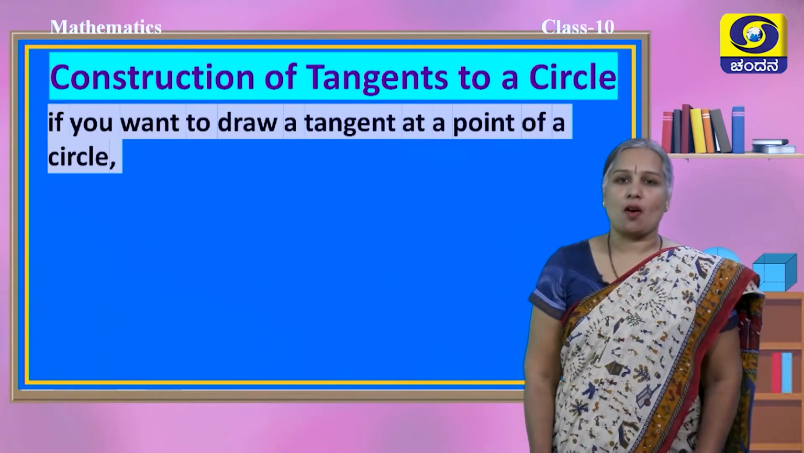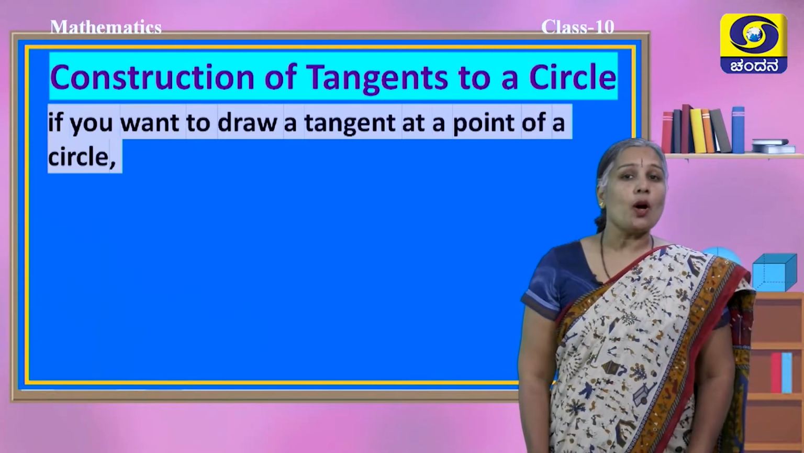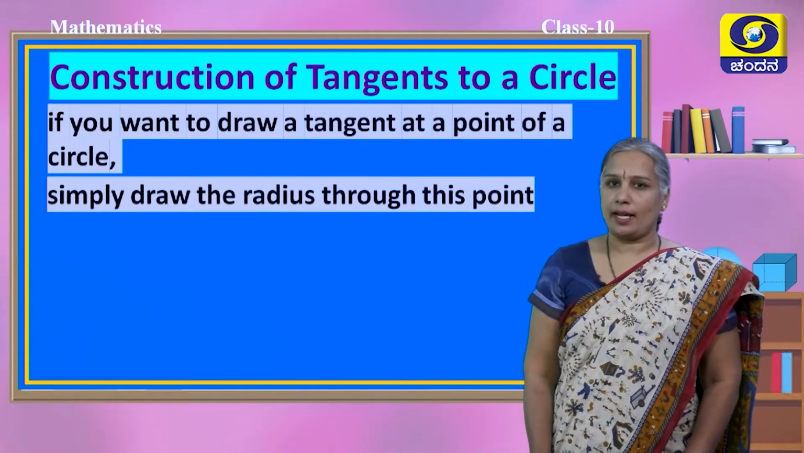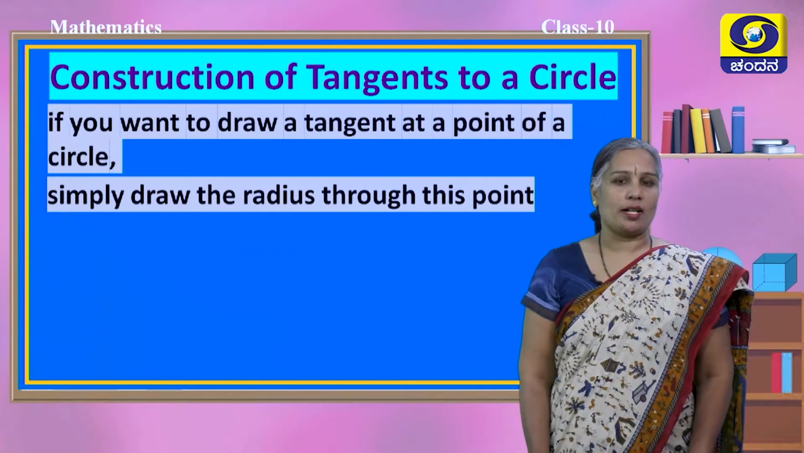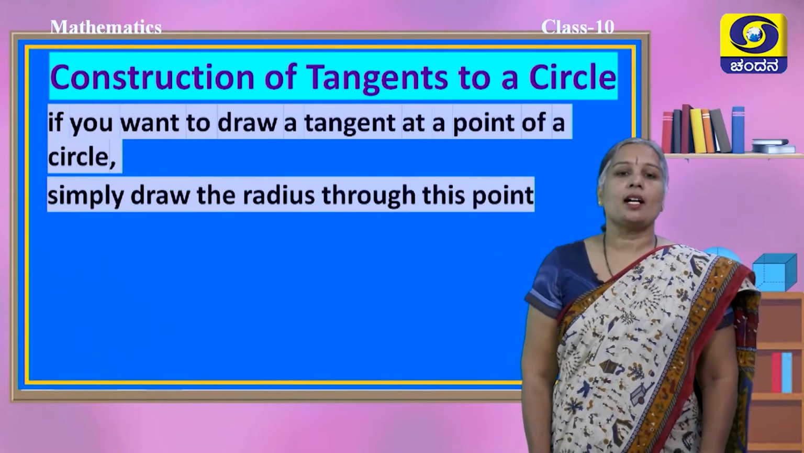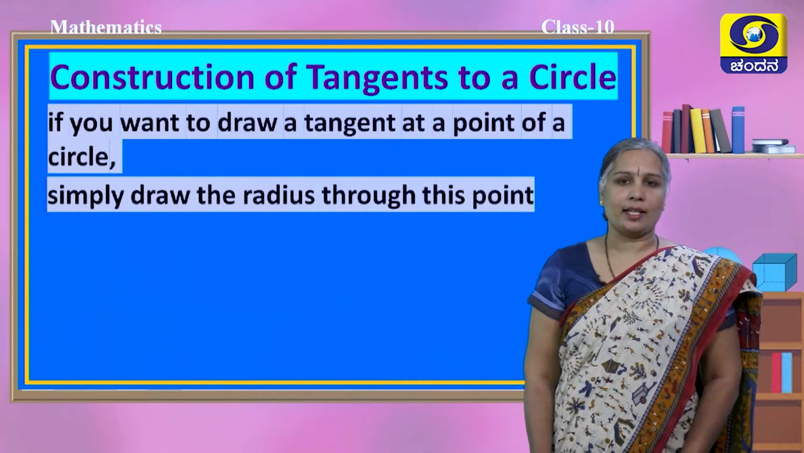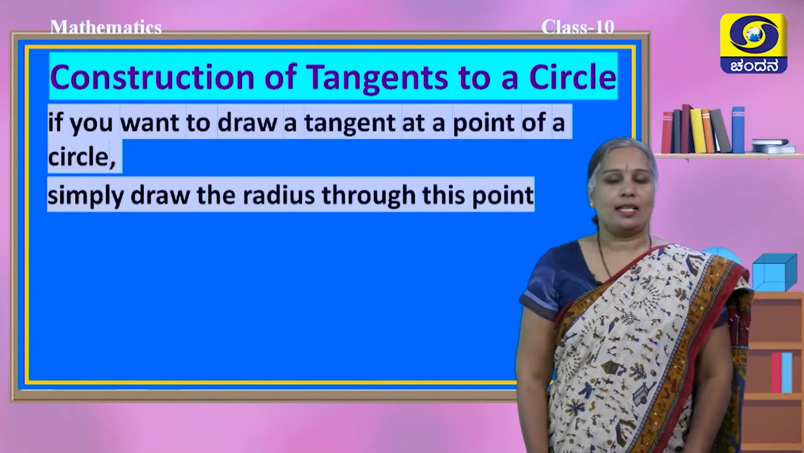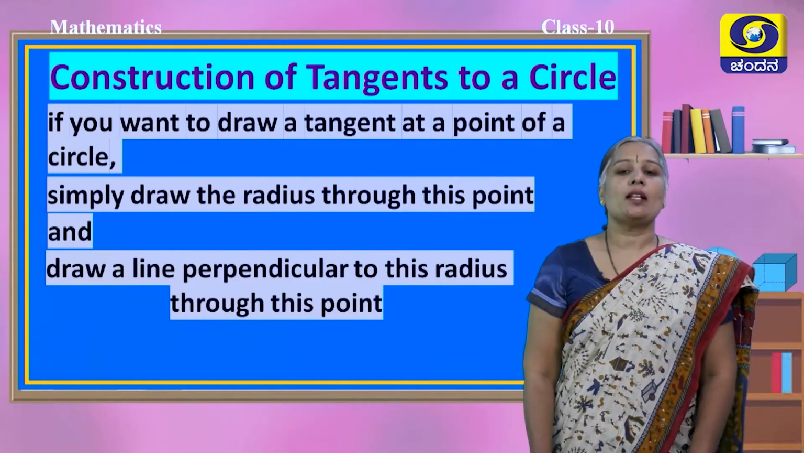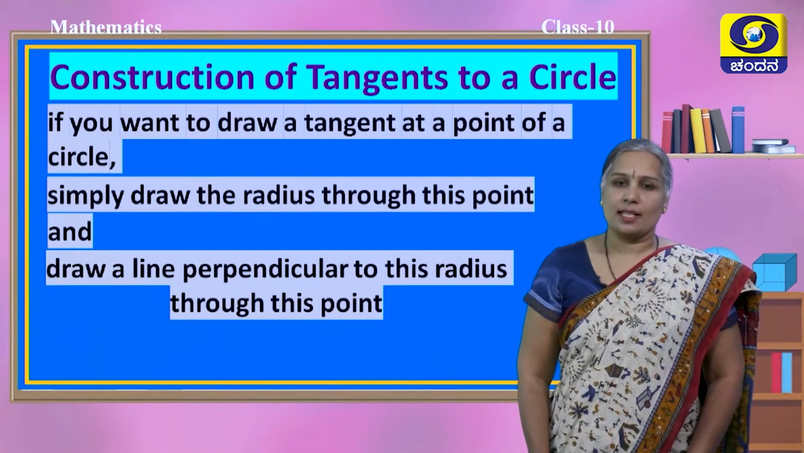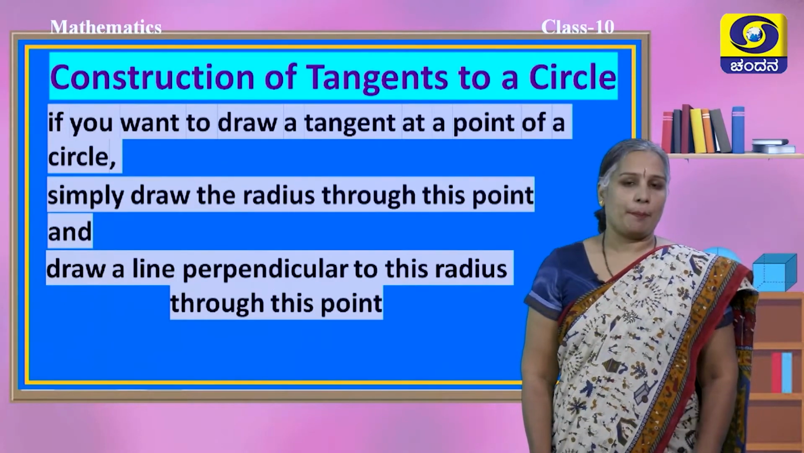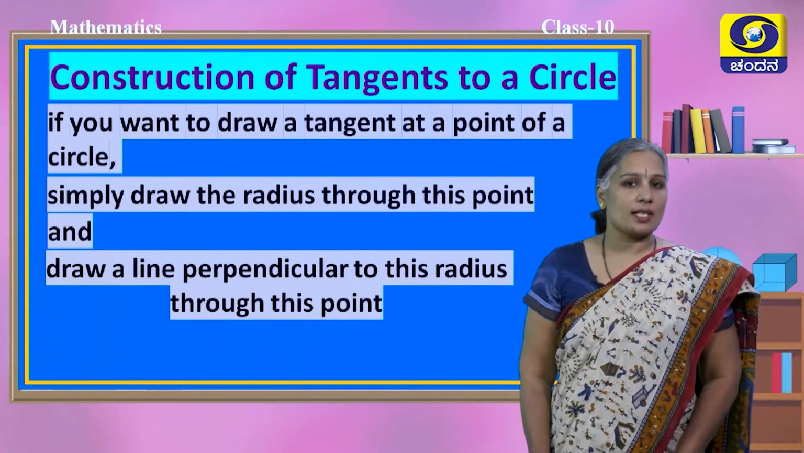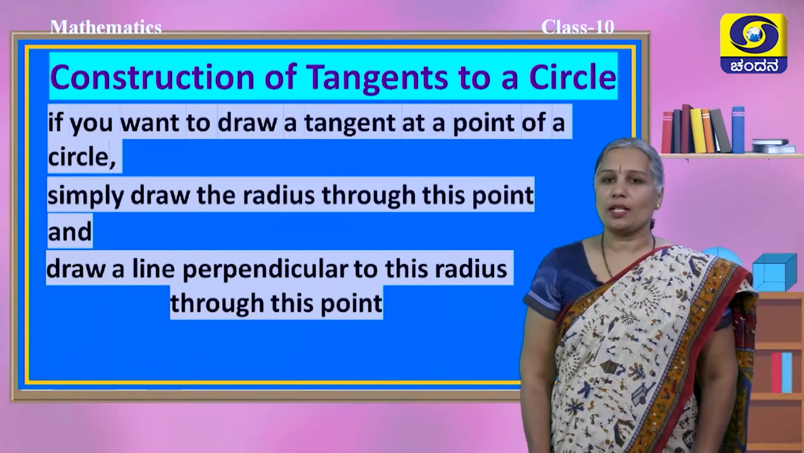If you want to draw a tangent to a circle, what you have to do is, you just simply draw a radius. You know already how to draw a radius. Radius is nothing but a line segment joining the center to any point on the circumference of the circle, right? And draw a line perpendicular to this radius. Here you have to create a perpendicular at the point where the radius touches the circumference. That will be your tangent.